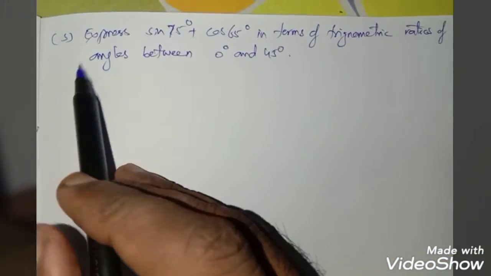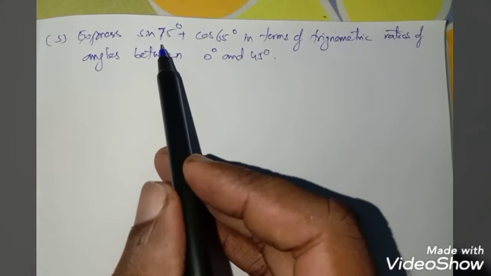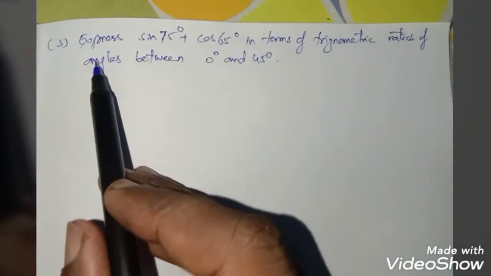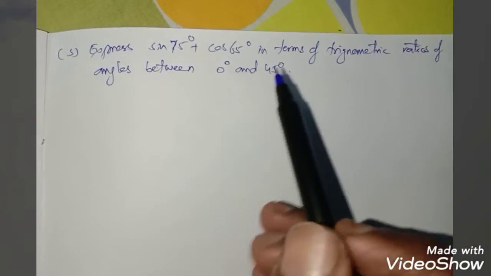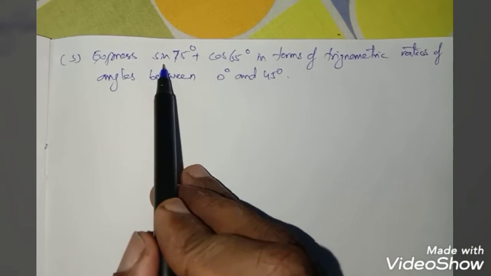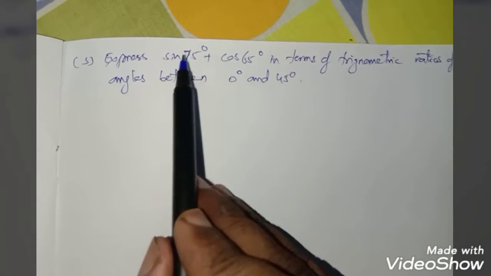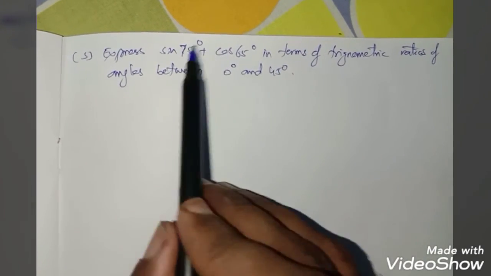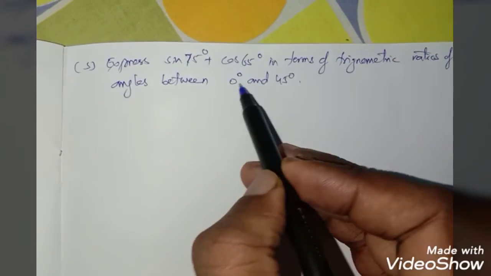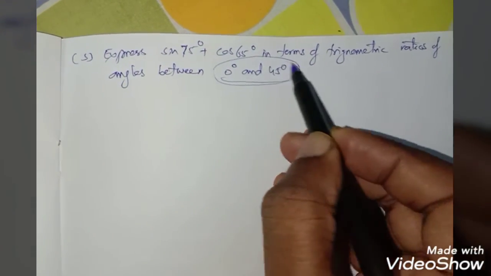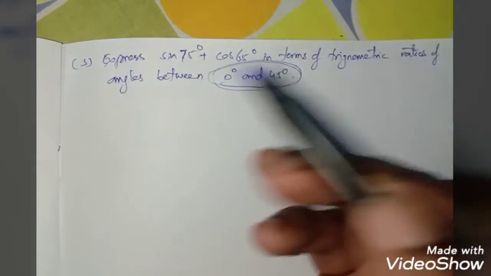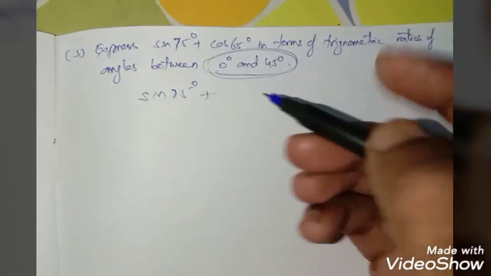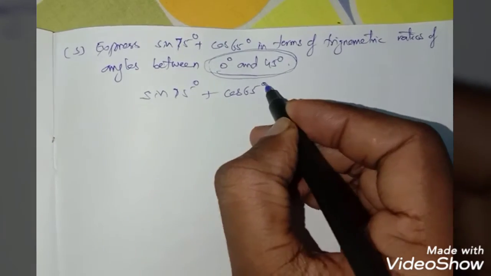Okay, now this is the last question of this exercise. Express sine 75 degrees plus cos 65 degrees in terms of trigonometric ratios of angles between 0 and 45. Now it is beyond 45 degrees, that is 75 and 65. So it means that we have to convert both terms in terms of complementary angles. Both you have to convert, because they have mentioned that the angle should be between 0 and 45, not beyond 45 degrees. So the question is given as sine 75 degrees plus cos 65 degrees.